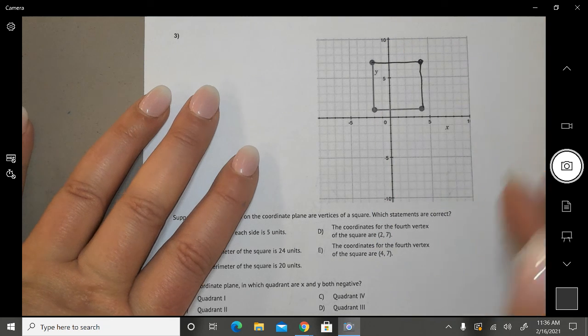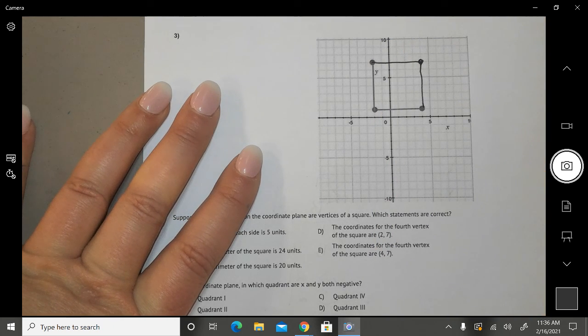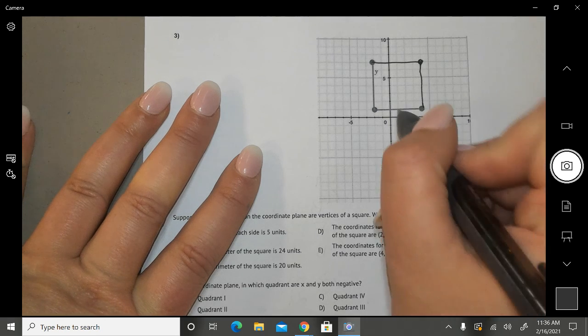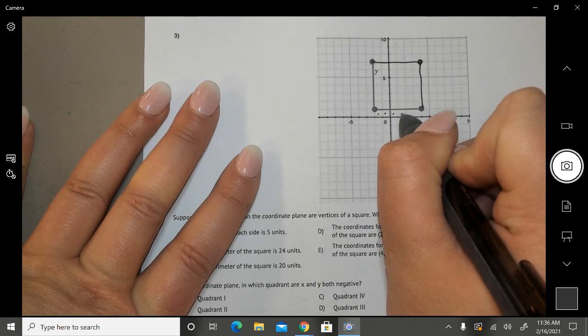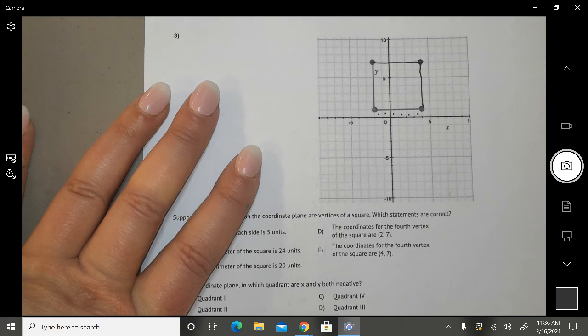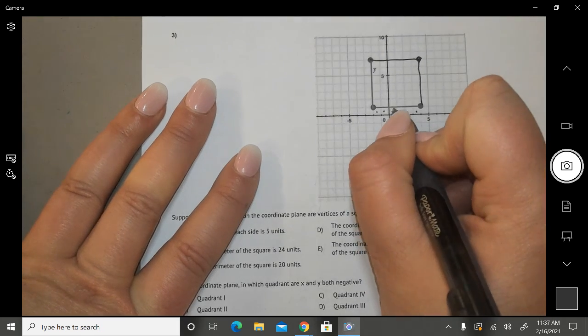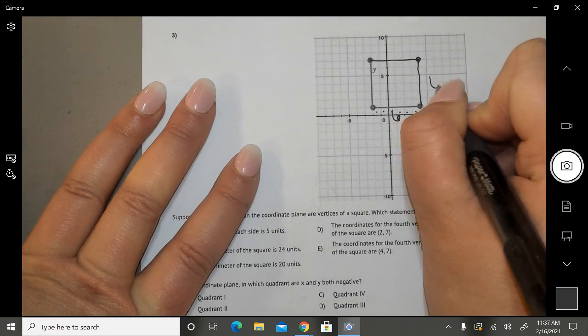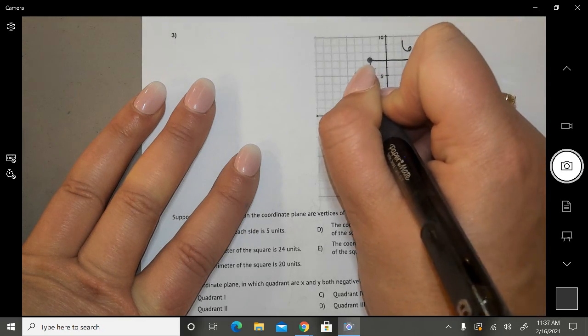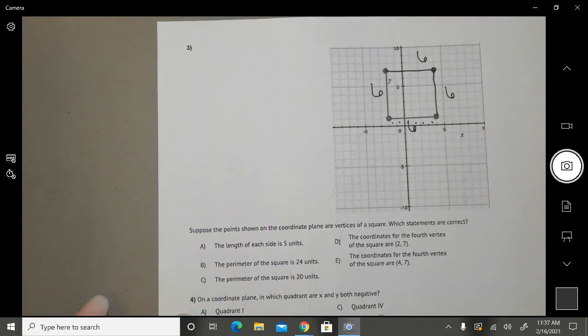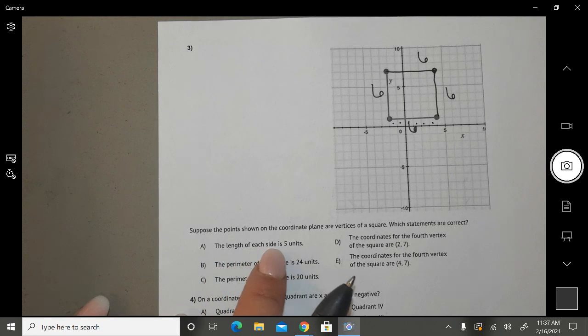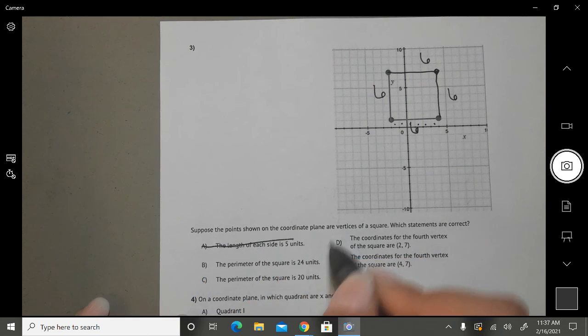how long is each side? How many squares? 1, 2, 3, 4, 5, 6. 6 squares. Not corners, squares. Okay? So there's 6. If this side is 6, what is this side? What is this side? What is this side? All right. So A says the length of each side is 5 units. Is that true or false? False. Each side is how long? 6. So it's not A.